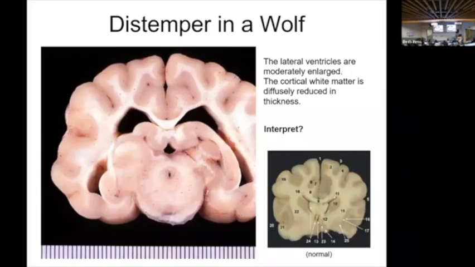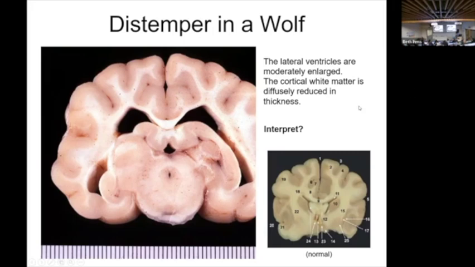So how do you interpret these changes? We said hydrocephalus, and then what are some ways to lose white matter? Demyelination, pressure atrophy, hypomyelination, right? Maybe it was never there. Probably not, because I just told you he has distemper. So yeah, we've lost white matter.